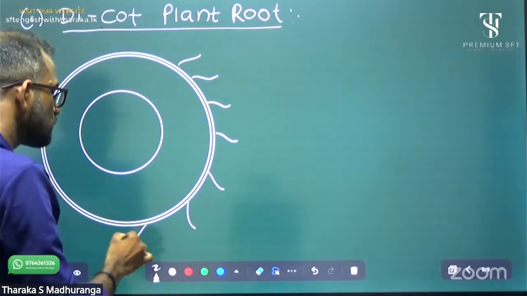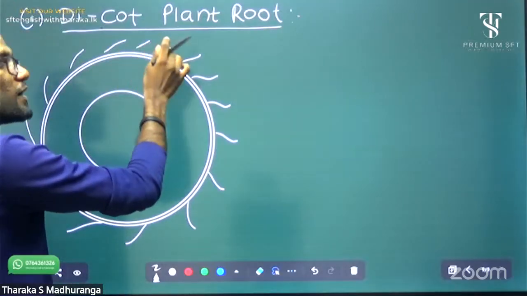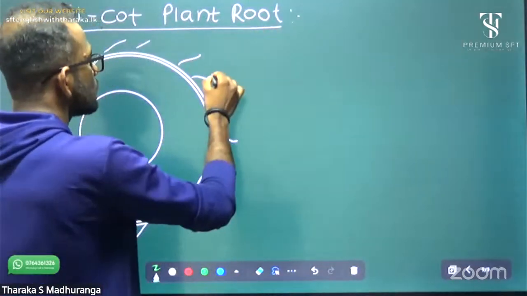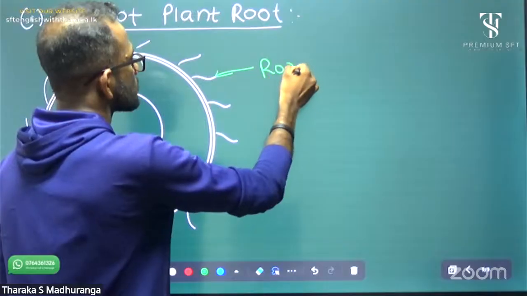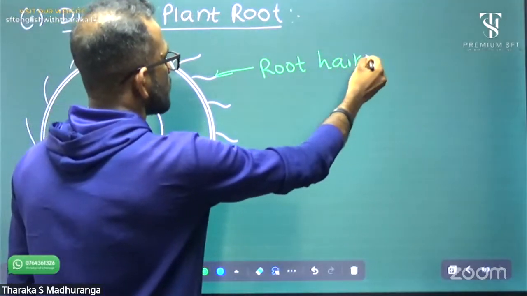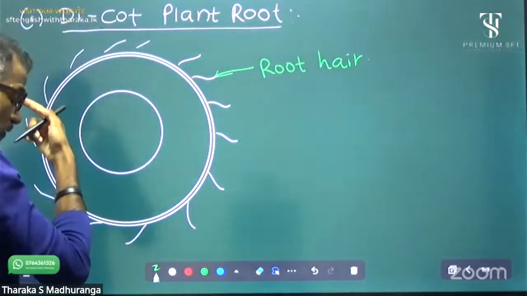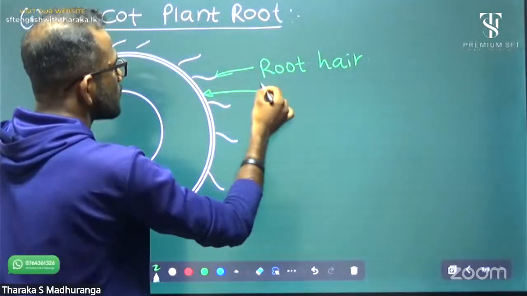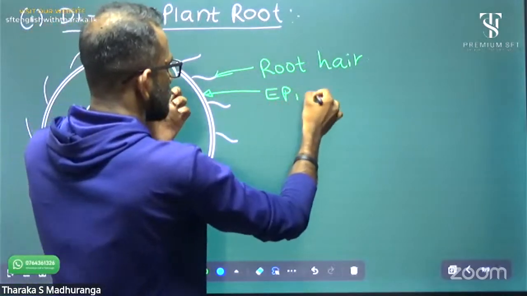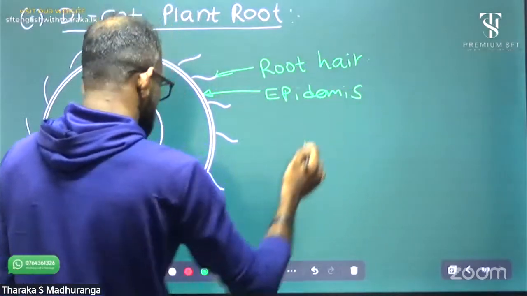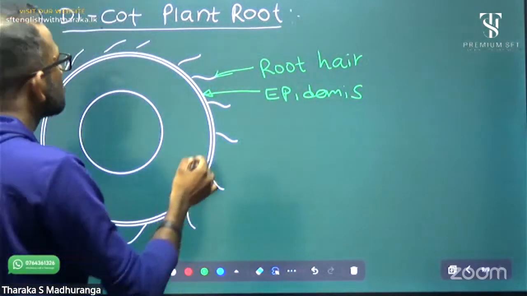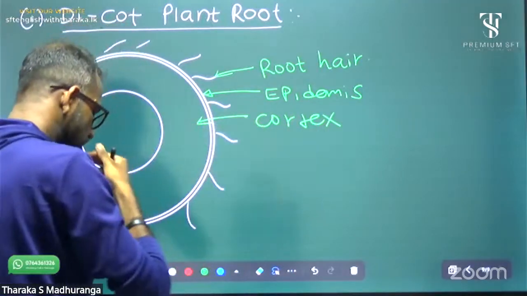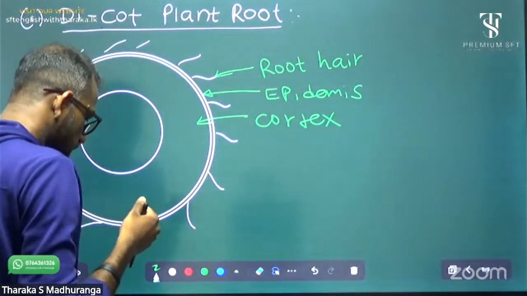Monocot or dicot, both roots contain root hairs. So we can easily identify and explain that it is a root. This is the root hair. Same as the other plant stem, the first part is the epidermis, the protection layer. Same as the dicot stem, the next one is the cortex.